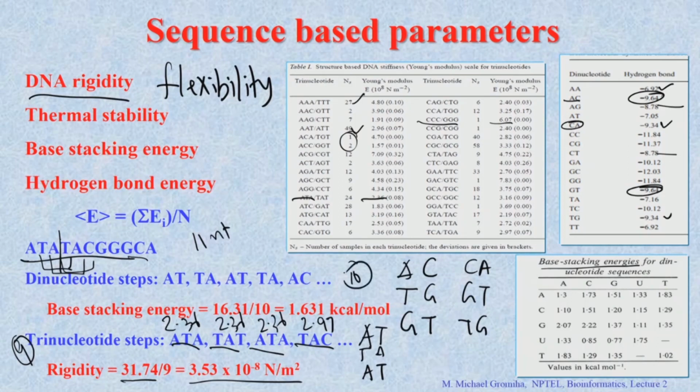Now how do we classify this? AT, then TA, then AT, TA, AC, and so on. What is the value for AT? 1.83. TA is 1.83, AT 1.83, TA 1.83, and AC is 1.73. Add up all the values, which will come to 16.31, divided by N minus 1. So there will be 10 dinucleotides.